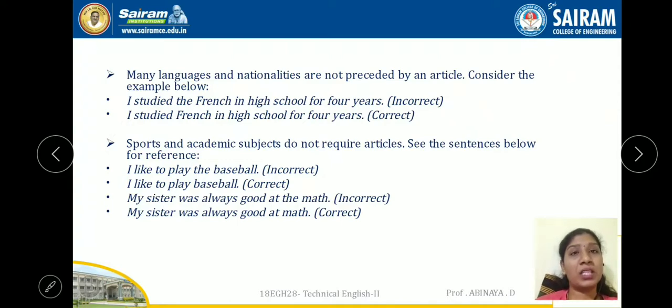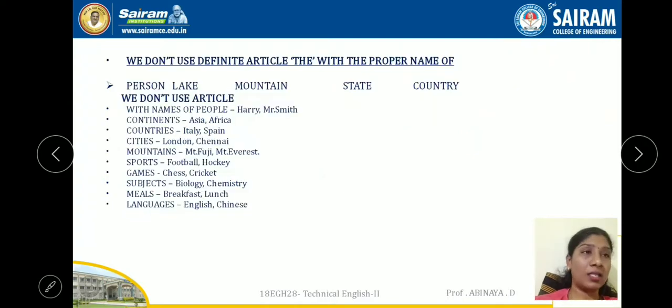So sports, games and academic subjects won't come with any articles. I like to play baseball, not the baseball. My sister was always good at math, not the math, right? So while you are mentioning sports and academic subjects, you should not use any articles. And proper names too: I cannot claim myself as a Abhinaya or the Abhinaya or an Abhinaya. Proper names will not come with any articles, right?